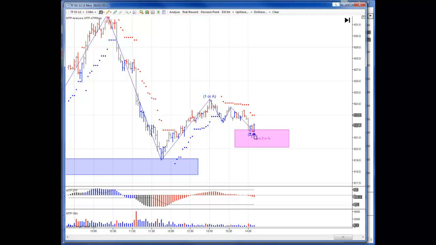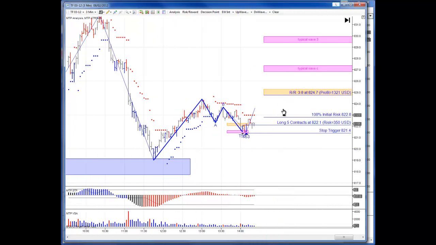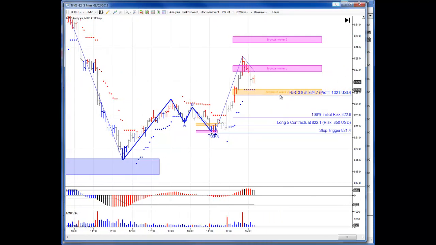Now what that means is after a wave 2 we're then anticipating a strong wave 3 type of rally. So if I put the analysis on here, what it means is we're then not looking for our first target, which is our minimum wave C, we're actually looking for our third target, which is our typical wave 3. So it's this one up here, you can see it's got the name in it.